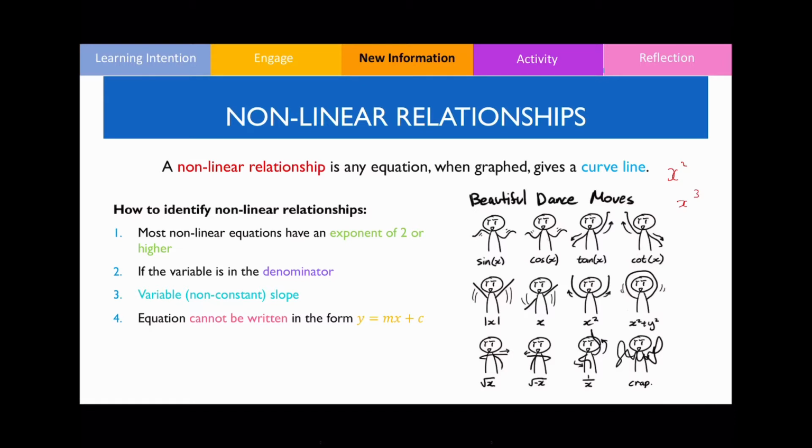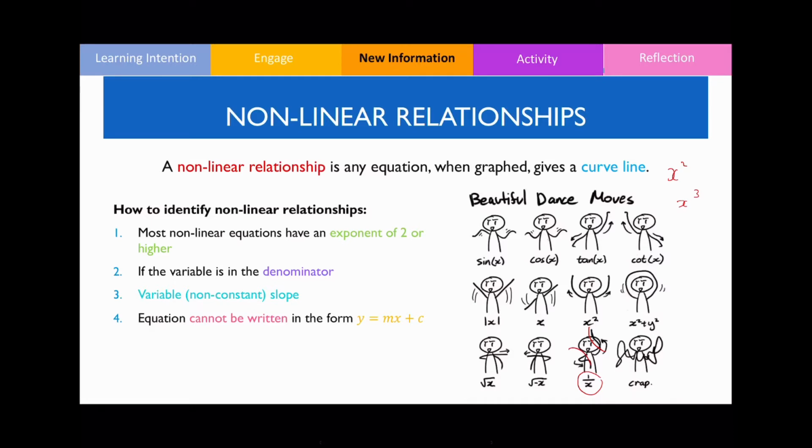Secondly, another way for you to identify whether something is going to be nonlinear is if the variable, meaning the letter x in this case, is found in the denominator. So in this example over here, when you've got 1 over x, then you're going to be producing this particular graph over here. And in this case, as you can see, this produces 2 curves.